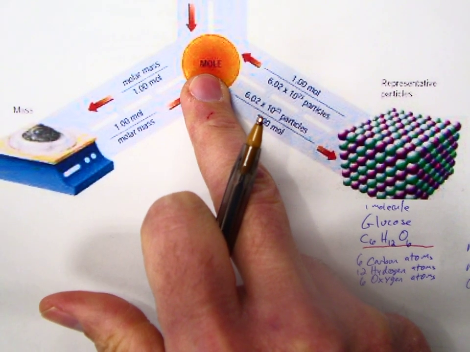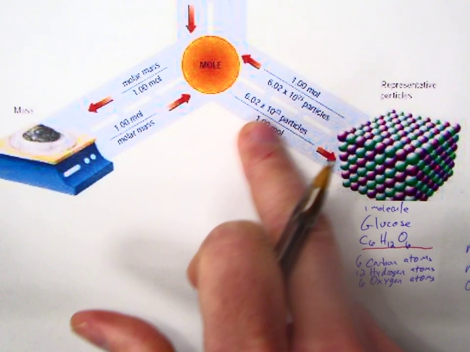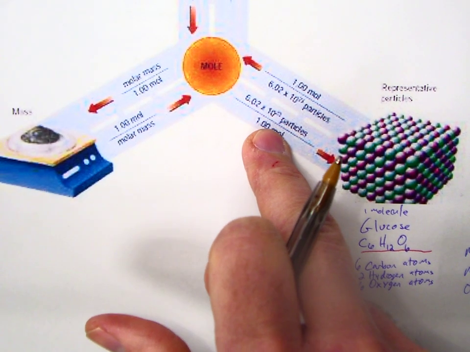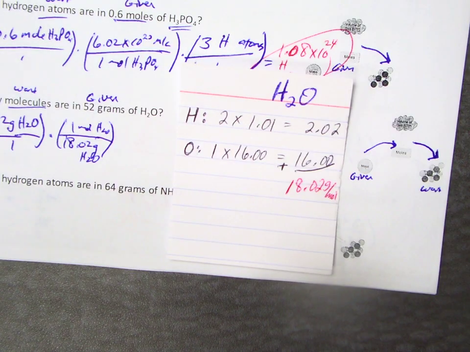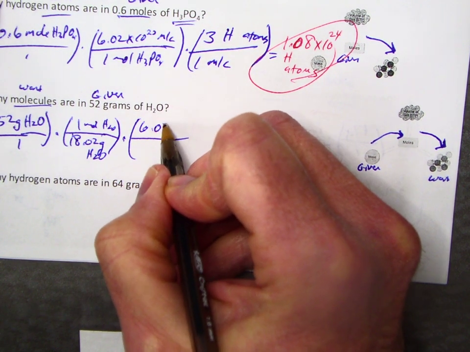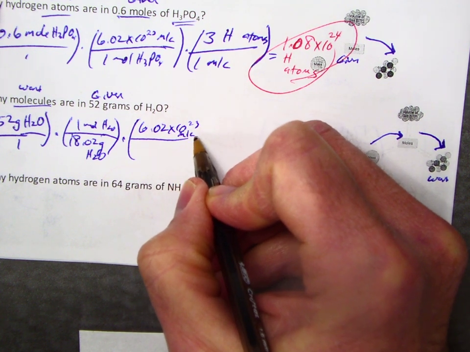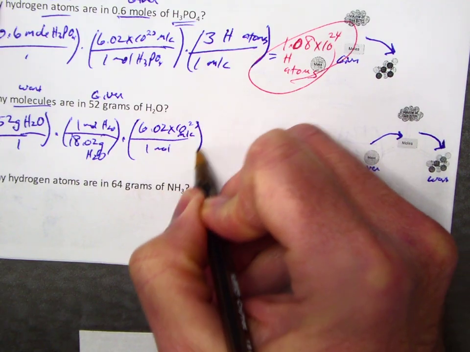Now we go moles to representative particles. And to do that, we're going to use Avogadro's number, 6.02 times 10 to the 23 over 1 mole. So we have 6.02 times 10 to the 23 molecules per 1 mole.